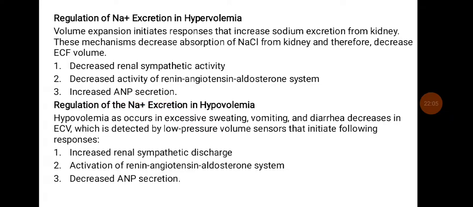In hypovolemia, as it occurs because of excessive sweating, vomiting, diarrhea, which decreases the volume, which is detected by the low pressure volume sensors that initiate the following responses. So there will be increased renal sympathetic discharge, there will be activation of the renin angiotensin aldosterone system, and it causes decreased ANP secretion.